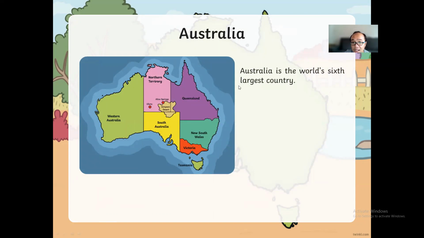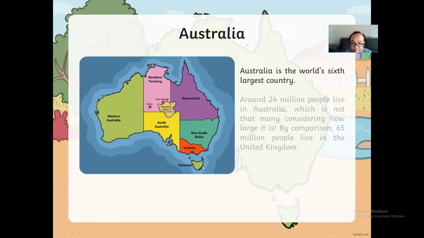Now this is the Australian landscape, the world's sixth largest country. And this shows the provinces of Australia, which are Western Australia, Northern Territory, South Australia, Queensland, New South Wales, Victoria, and then the island of Tasmania. And 24 million people live in Australia. It's not really many people, because compared with the United Kingdom, which has 65 million people, it's really less in Australia.